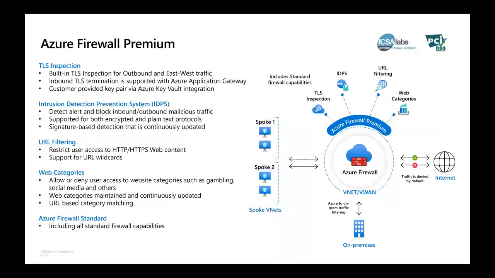Azure Firewall Premium is an enhancement to Standard with more features for security, especially in highly regulated environments where they require deeper inspection. It supports TLS inspection, and this is for outbound and also east-west traffic. You can have inbound TLS supported when you have Application Gateway in front of that Azure Firewall Premium. And you can enable TLS inspection using Azure Key Vault.